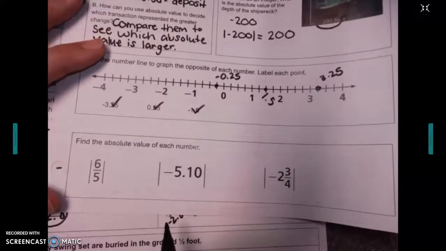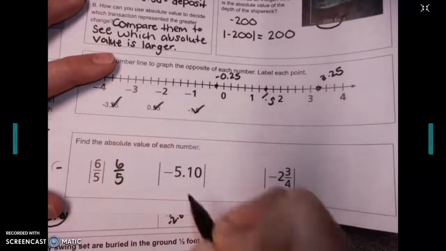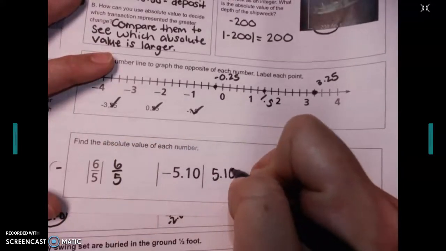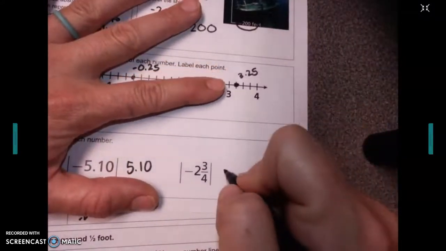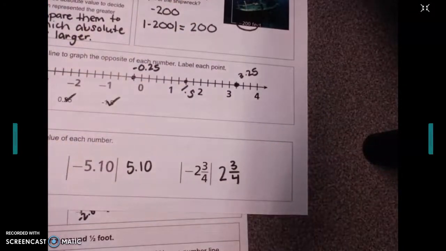And the bottom, the 3 problems. Find the absolute value of each of the numbers. The absolute value of 6/5 is 6/5. The absolute value of negative 5.10 is 5.10. And the absolute value of negative 2 3/4 is 2 3/4. And that's all there is on What Do You Remember?